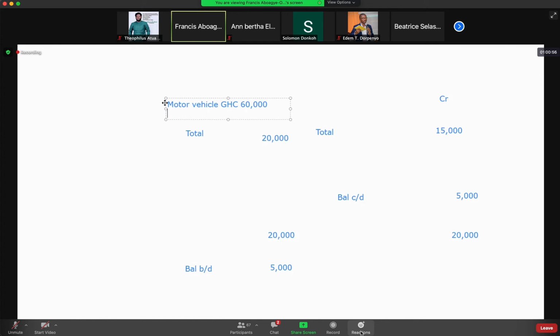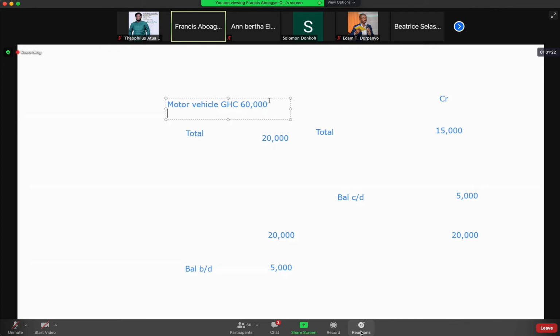if the asset is going to last 6 years, you assume that every year is 10,000. So if it's been 2 years, it means that 20,000 is gone. So you may say that the value now is 40,000. But if you bought it for 60,000 2 years ago, it's likely you cannot replace it at 40,000. So the current replacement cost may not necessarily be 40,000.